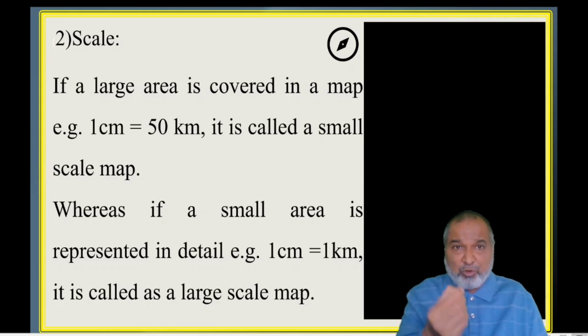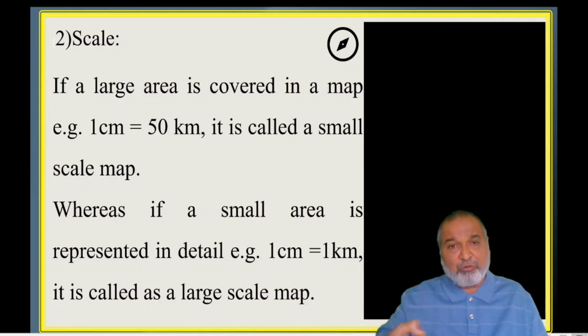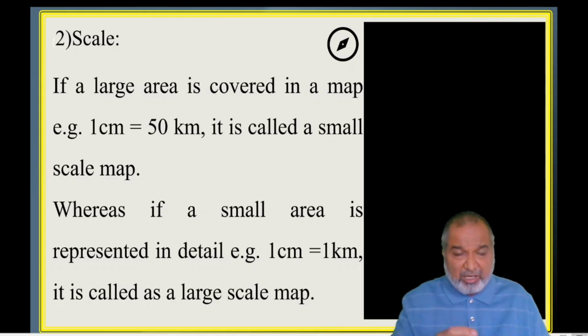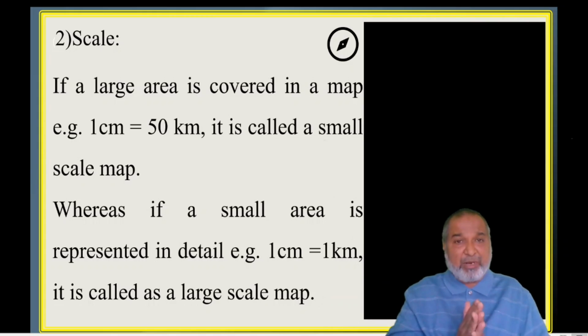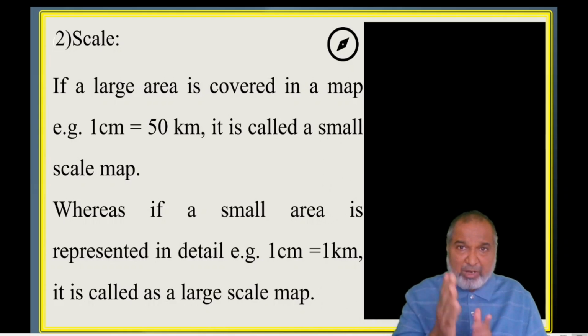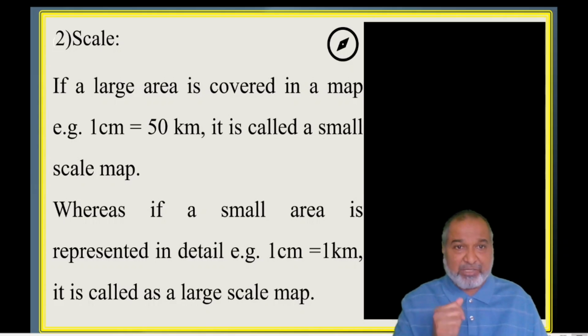But for places in between, for example Lonavala, that distance we cannot easily measure. So we have to make that part out. These maps contain a large area, where the scale used is 1 centimeter is equal to 50 kilometers. So those maps we call small scale maps.